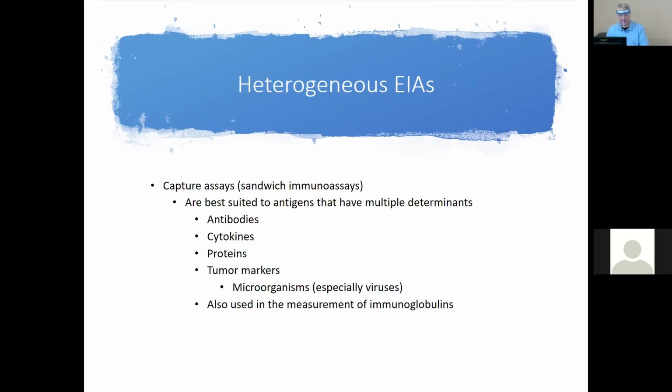The capture assay, right? The capture one is the sandwich immunoassay, and it's best suited to antigens that have multiple determinants. Okay, so what we're talking about there is that the antigen is going to have to be bound twice at different spots. The antigen needs a lot of different antigenicity to it. It needs a second binding site, or this one doesn't work.